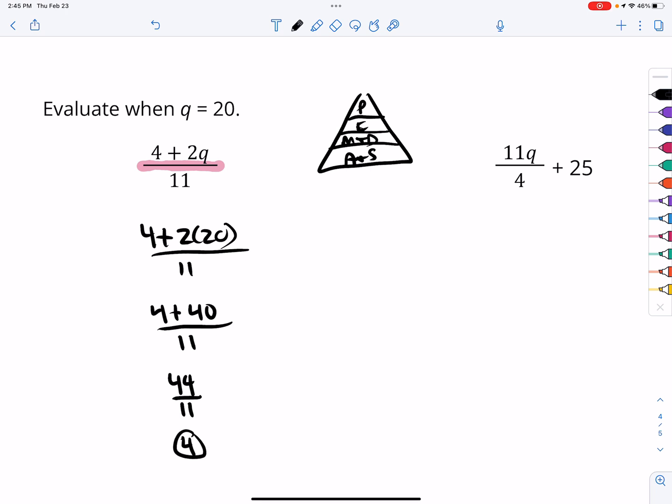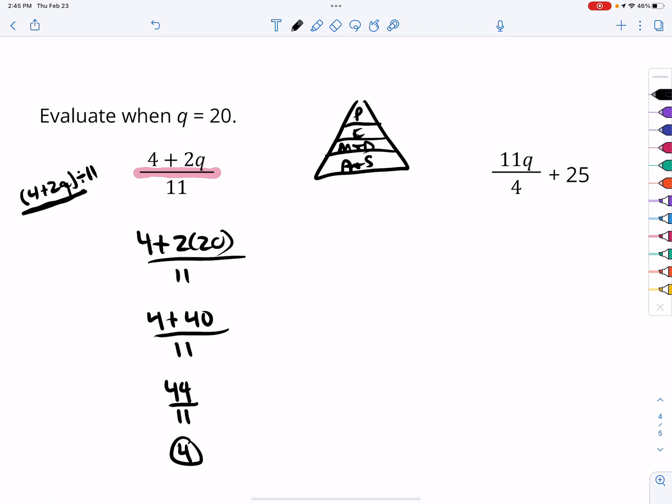As you can see, the way this is written is essentially the same as 4 plus 2q, all divided by 11. We want to make sure that we do all of those calculations, and then divide last. This does look a little bit different than our other example, where we are only dividing the product of 11 and q by 4, and then adding it to 25. So this is very different than 11q plus 25 divided by 4. These two expressions are not the same. So I'm going to erase those because we don't want to look at them, but I do just want you to notice the distinction. When I rewrite this, I'm going to be very careful that I copy it down correctly.